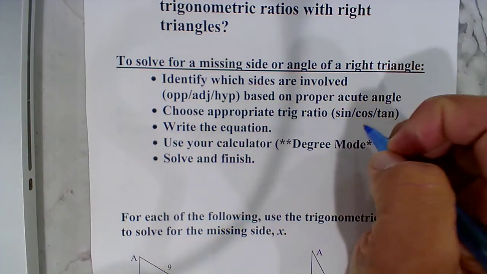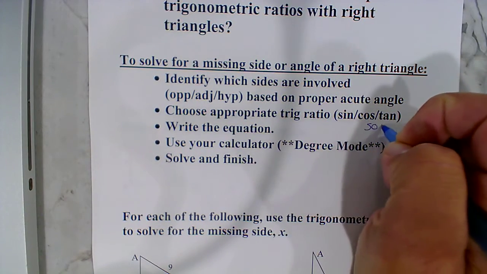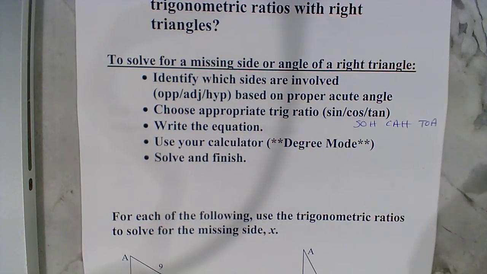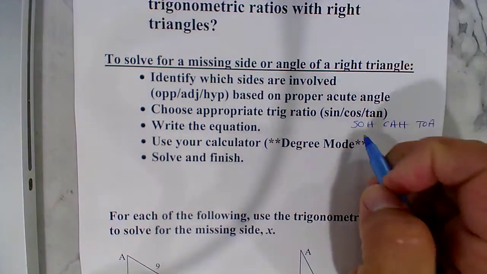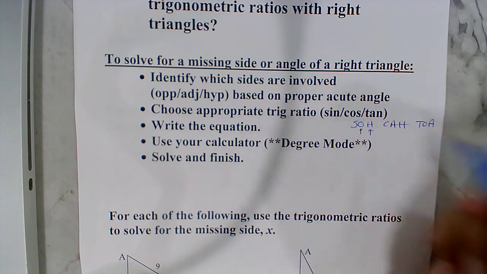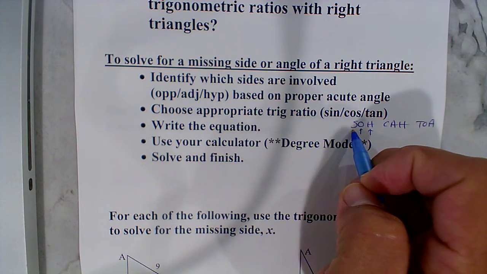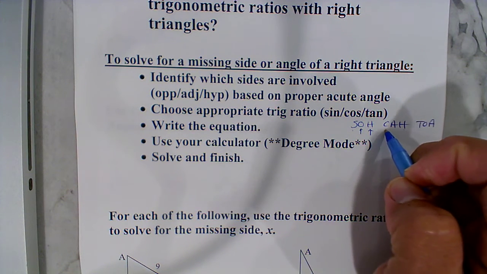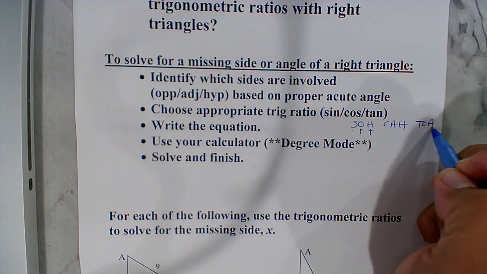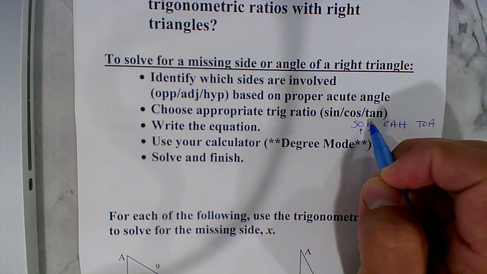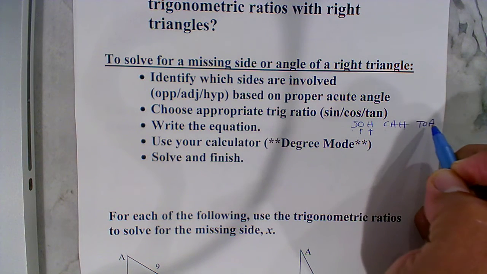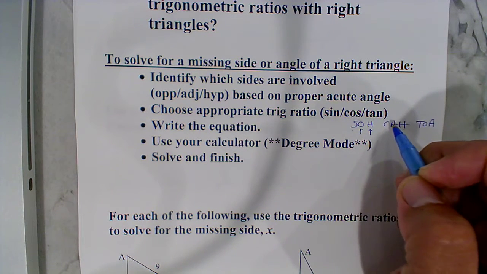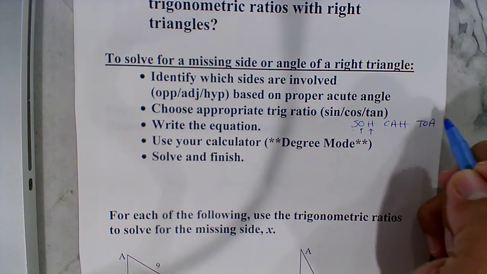All right, so what am I talking about? So you have SOH-CAH-TOA that we learned yesterday. All right, so follow this. If I had the opposite side and the hypotenuse, well, then I know it's a sine problem. If I had adjacent and hypotenuse in that picture, I know it's a cosine problem. If I had opposite and adjacent, I know it's tangent. So based on whichever two sides you have involved, that's the trig ratio, sine, cosine, or tangent, that you choose.